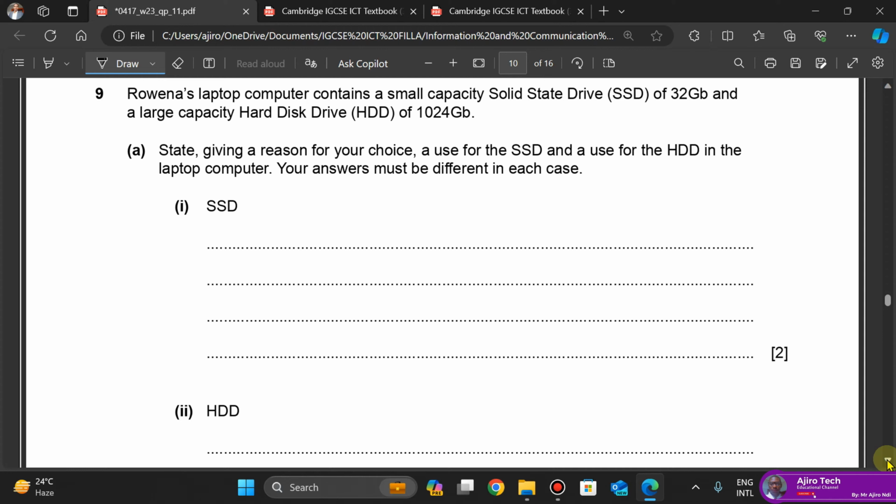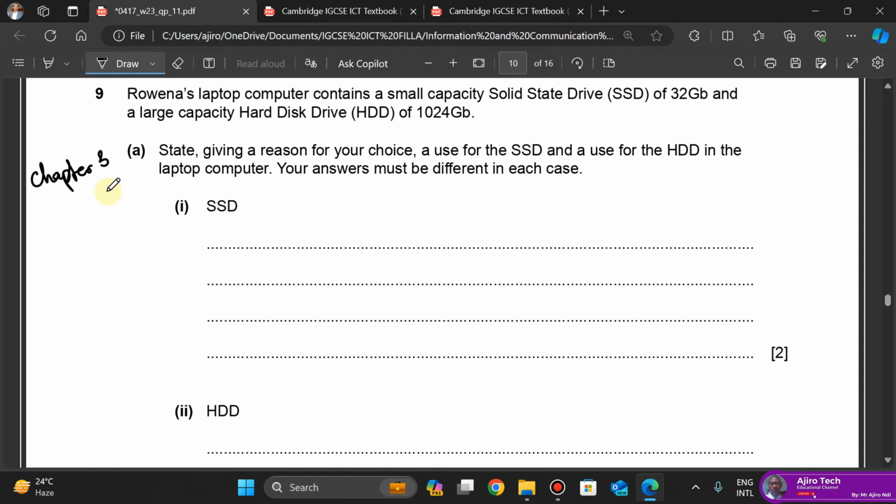Rowena, right? A laptop computer contains a small capacity solid state drive. This is chapter 3, storage devices and media. It contains a small solid state drive of 32 gigabytes and a large capacity hard disk drive of 1024 gigabytes. State, giving reasons for your choice, a use for the SSD and a use for the HDD in the laptop computer. Your answer must be different in each case.